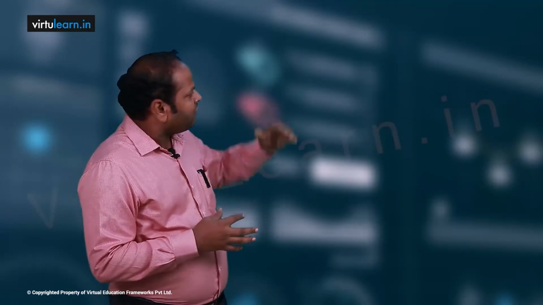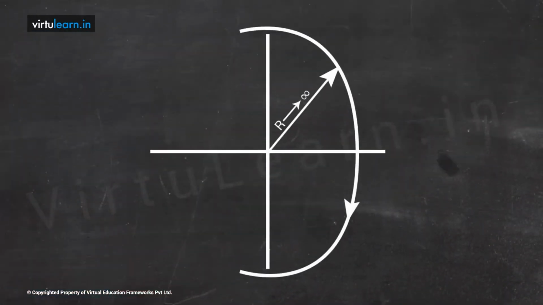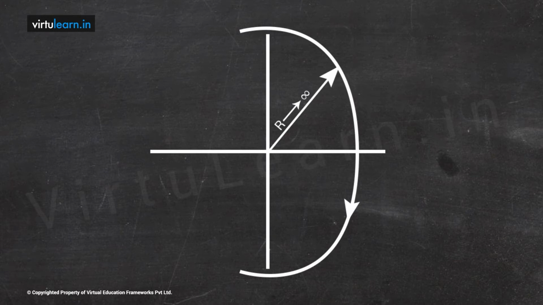Now, what will be path 4? In this case, you will have path 4 because there is one pole at the origin. Then what will be the equivalent mapping into the GH plane?